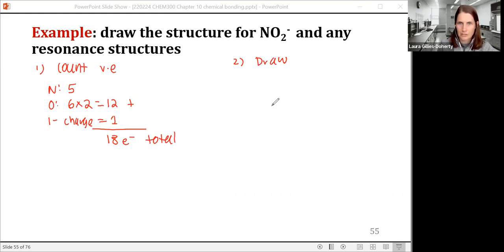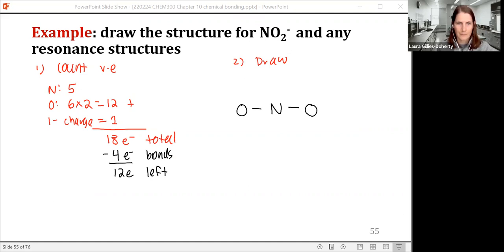Nitrogen goes in the middle. It's got to be connected to each oxygen with 1 bond to keep it all together. So 18, and we used up 4 electrons in bonds. So we have 12 electrons left. Oh, 14 electrons left. See if I can do simple math in my head today. Okay, so let's put those 14 on.